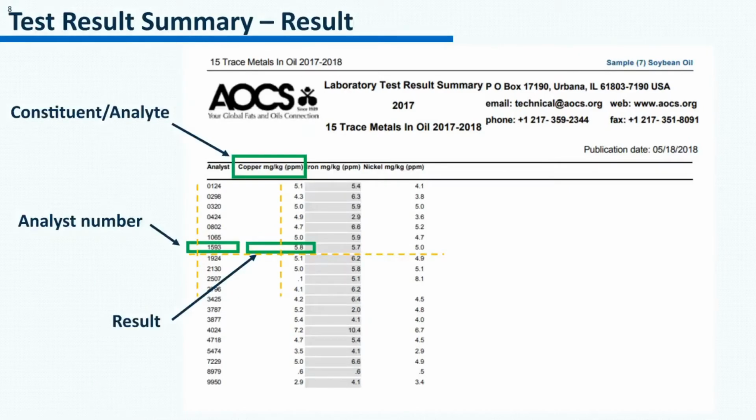The next thing to do is to find your submitted results in the report. Go down the first column on the left to locate your analyst number, and then go across to find your submitted results. Each constituent is assigned 1 column. To sum it up, in this first part of the report, test results are listed.